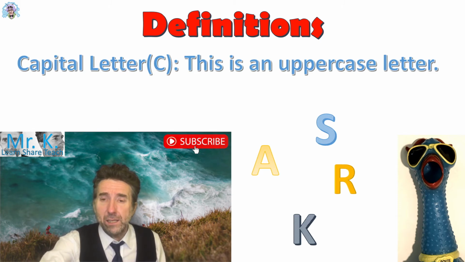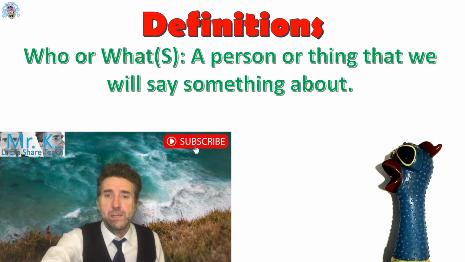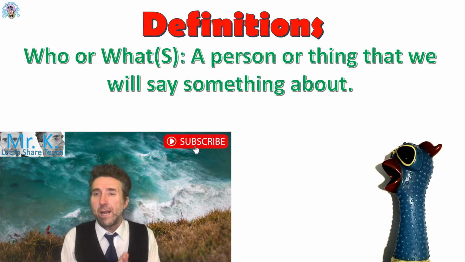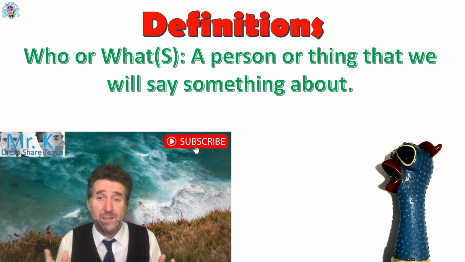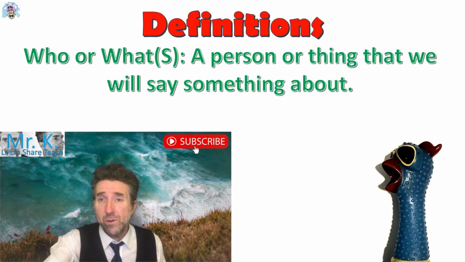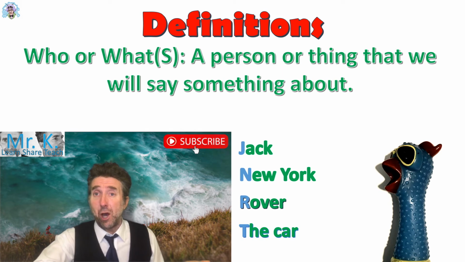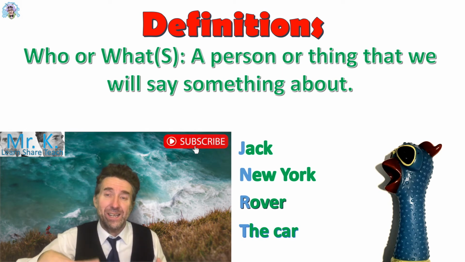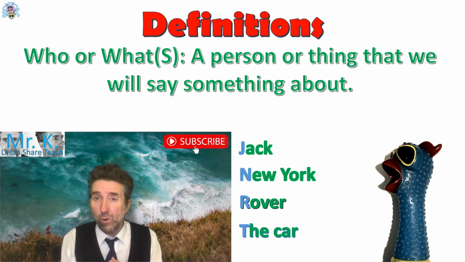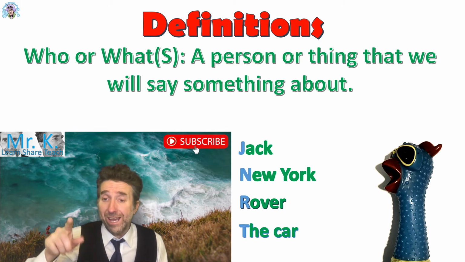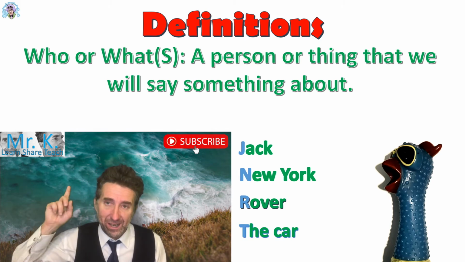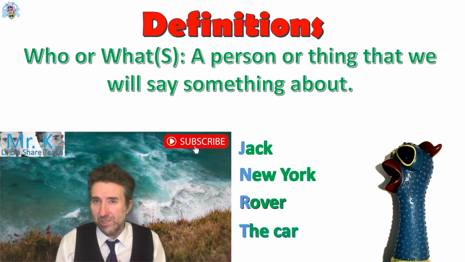Now, the next element in a sentence is this one, a who or a what. Now, this is a person or a thing or even a place that we will say something about. So a few examples I could give you might be Jack, name of a person, so that's a who. Another one, New York, that's a place or that's a where. Rover, that's a dog's name. And the car, that is also a noun or a thing. Excellent. Cool. And they could all be at the start of the sentence. And I've highlighted each first letter in those because we're assuming that they're actually going to start a sentence.